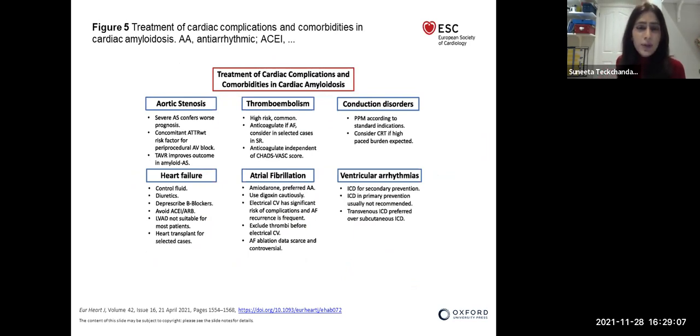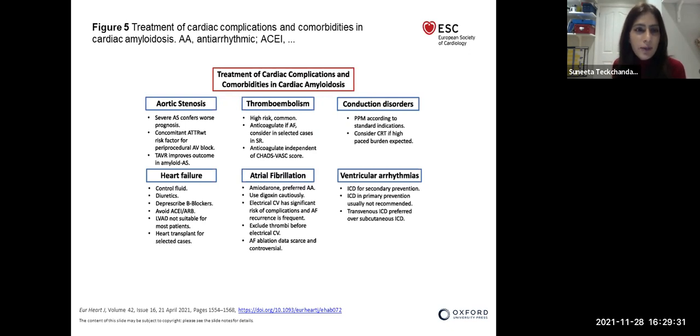Then we go about treatment. Now, treatment is more or less the treatment for the condition. So if I diagnose aortic stenosis due to cardiac amyloid, your management is more or less the same. In fact, you go with valve replacement or TAVIs for these patients, and the prognosis is similar to non-amyloid aortic stenosis.